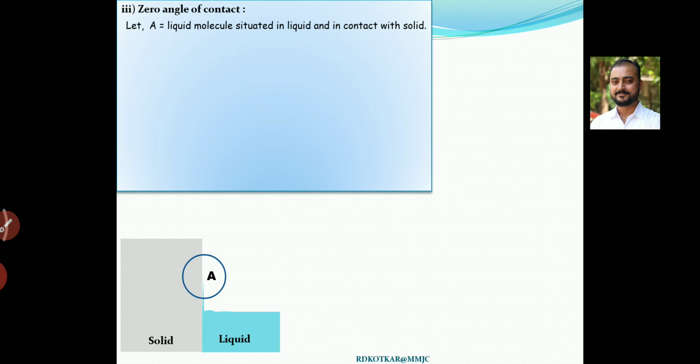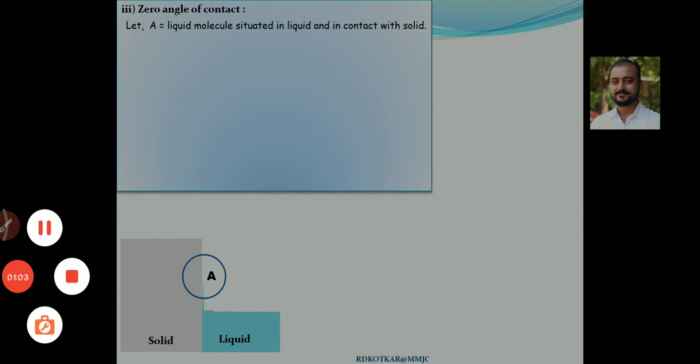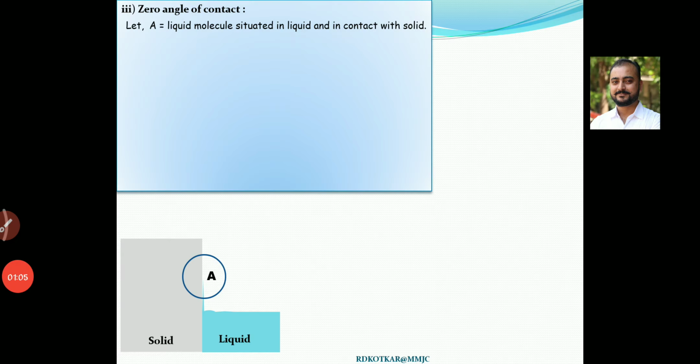be the liquid molecule situated in contact with solid. Okay, means what is that? The liquid is poured in a solid, and in which we observe there. Let me consider the sphere of influence around the molecule A. Everyone knows about the sphere of influence. That is the imaginary sphere drawn with the molecule at its center and radius equal to the range of molecular force.